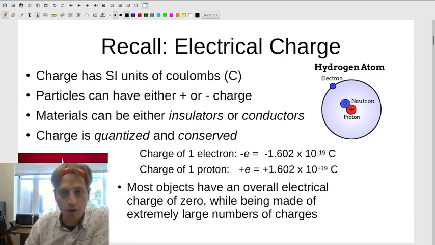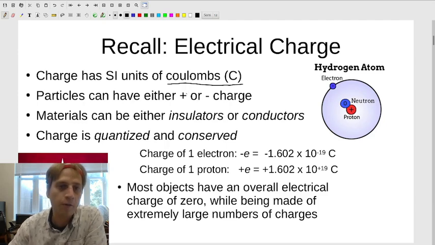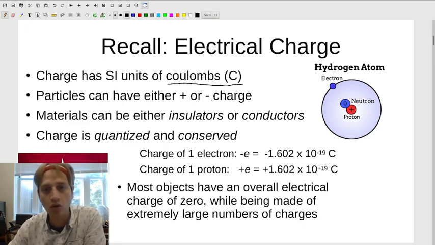Okay, so just to revisit quickly what we did last time, we had electrical charge in units of coulombs. Remember that in this story, coulombs is to charge like kilograms is to mass. So it's an amount of charge. Now, the reason that charge is different from mass is that while mass is always positive, particles can have either a positive or a negative charge.